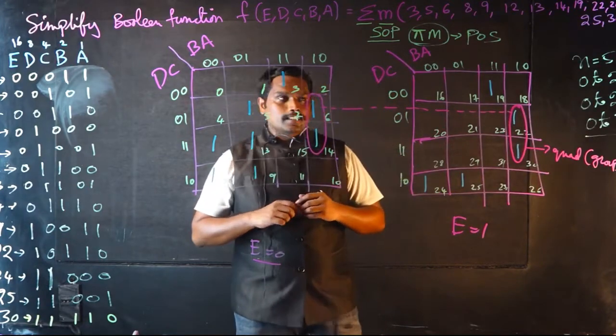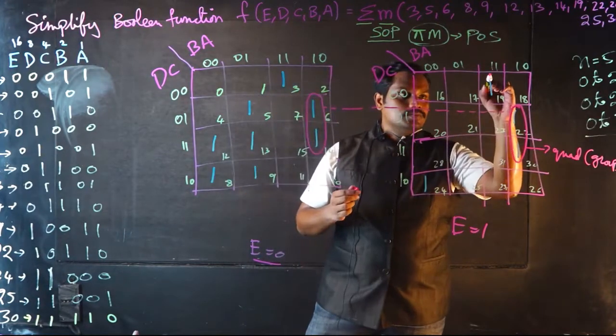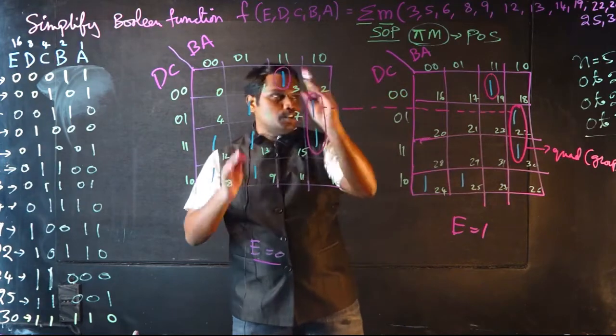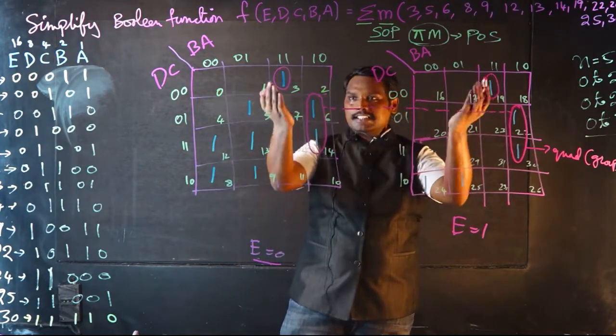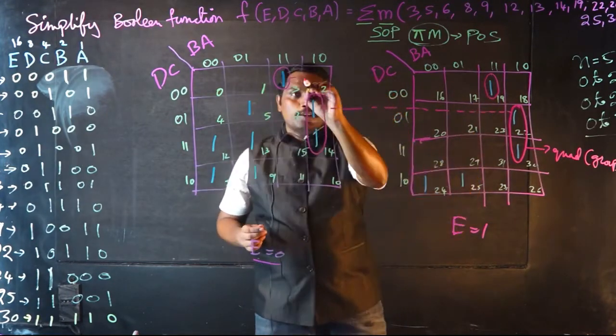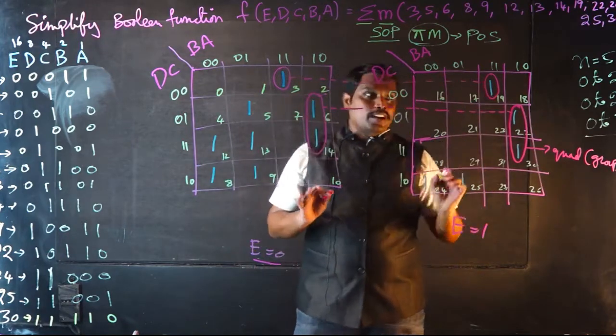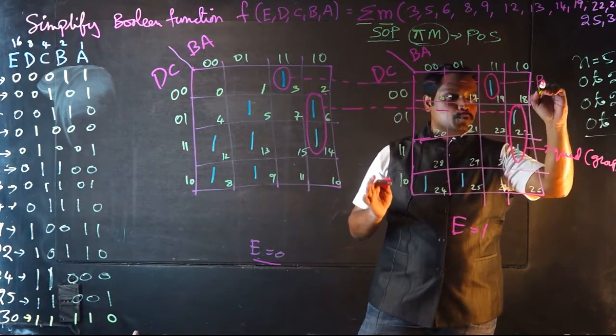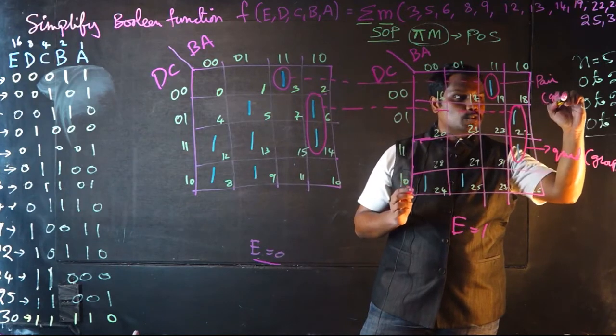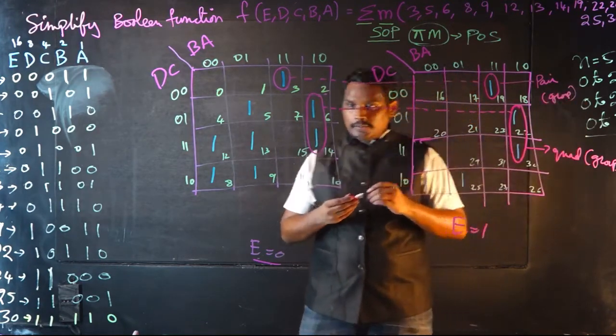Now you can see that this one and this one are in the same position. If you are marking it, the third cell and third cell are the same. So even this you can mark as 1, and this is a pair because 2 ones are there, and I form it as a group. This is the second group that I have plotted.